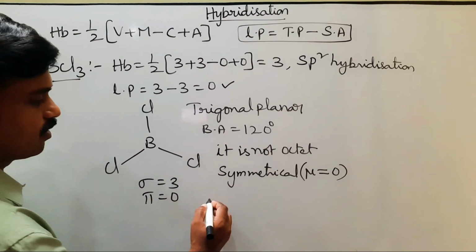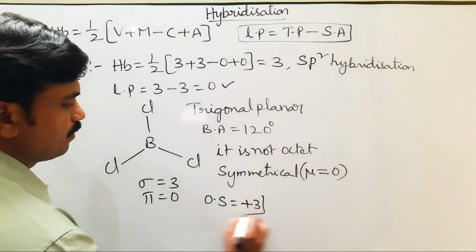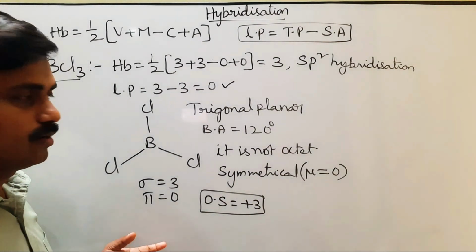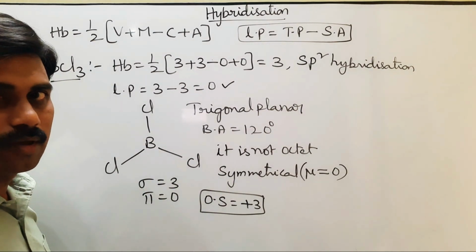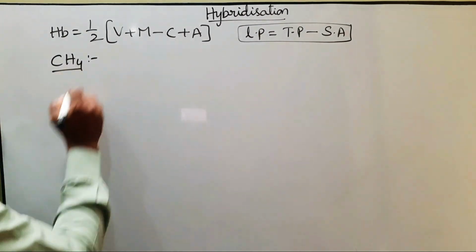Oxidation state of the boron. Oxidation state of boron is +3 will be coming. So this is the hybridization and remaining points of the molecule. Look at the next example, methane, CH4.